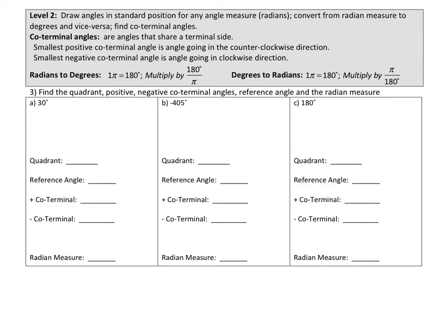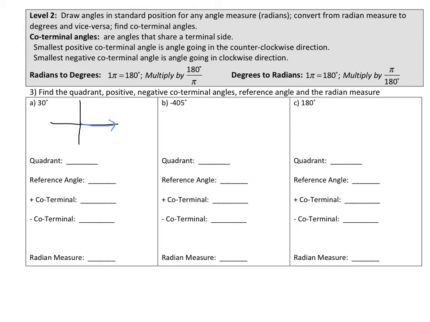In level 2, we will be drawing more angles in standard position, but this time we'll not only be using degrees, we will also be doing it in radians. We will talk about coterminal angles, which are two angles that share a terminal side, so they're in the same position. There's positive coterminal angles and negative coterminal angles, and then we're also going to be converting from degrees to radians and radians to degrees.